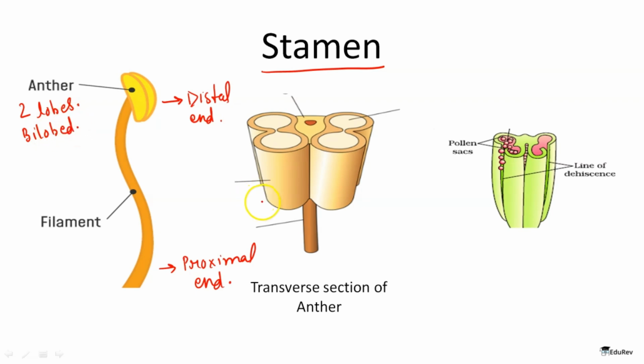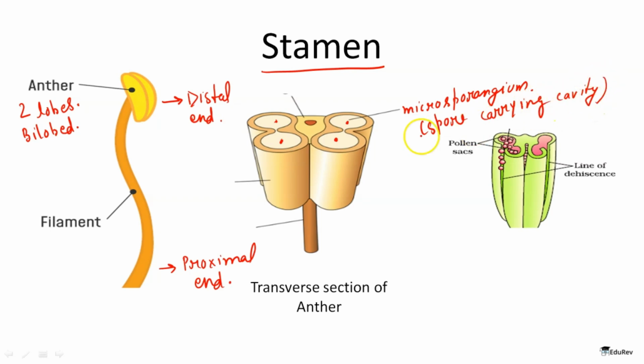Now let's see the transverse section of anther from the top. It has four cavities, as you can see here, and we can call these cavities microsporangium. So these four cavities are known as microsporangium. This is our spore carrying cavity, and that too male spore.